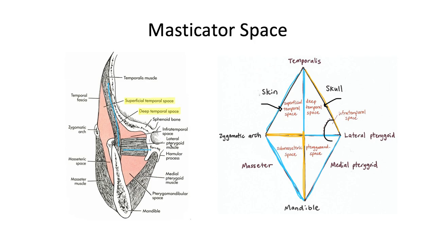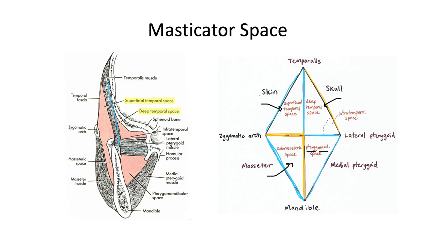We also have this little subsection of the deep temporal space located below the temporal bone, and that's called the infratemporal space. That's about where we were talking about the infratemporal fossa, where we were in the last video. And then we have the submasseteric space that's underneath the masseter muscle. And then we have the pterygomandibular space, which, get ready for this one, is located between the medial pterygoid muscle and the mandible. And so all of those names actually make perfect sense.